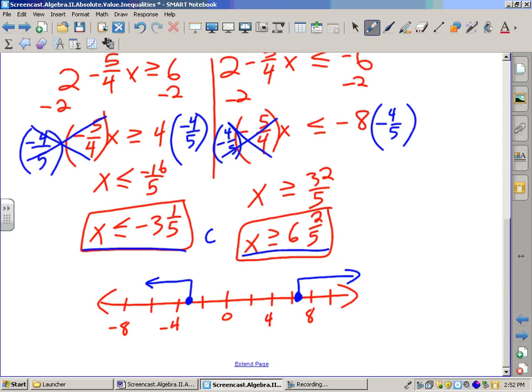Because these point away from each other, that is an OR conjunction. And there we have our solution and our graph.